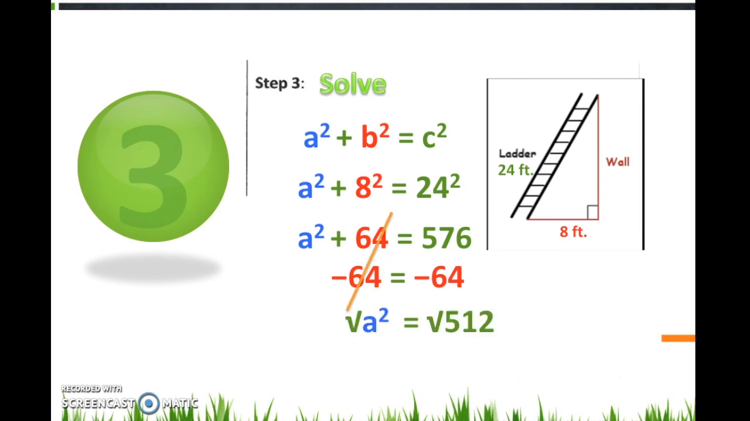How do we undo a square? We find the square root. A is equal to the square root of 512, or 22.6 feet. Hope that's making sense.